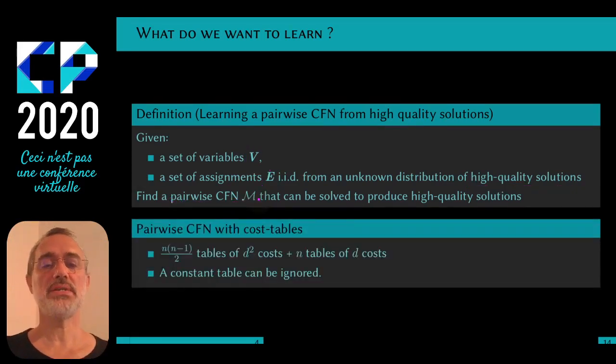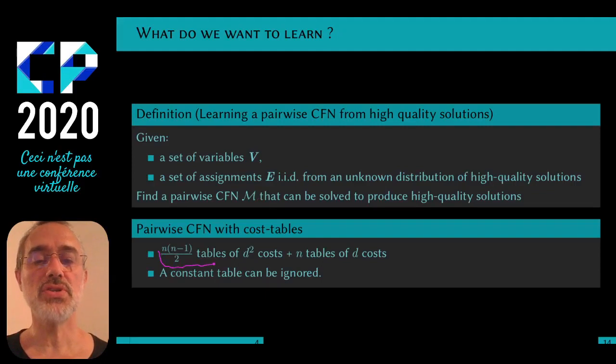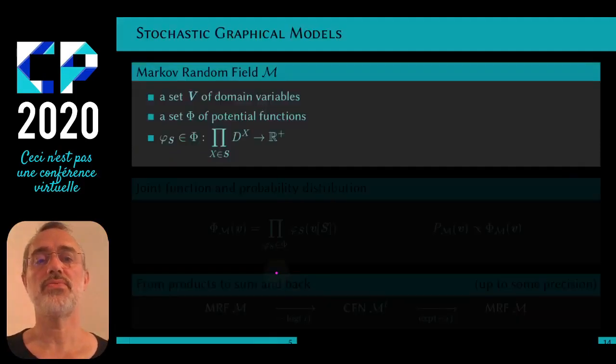When I say pairwise cost function network, I mean cost functions defined by cost tables. So you may have at most this number of cost functions, each described by d squared costs, plus extra costs for the unary cost functions. And given this, if one of those tables is constant, you can ignore those costs, because they have no influence on the optimization problem, of course.